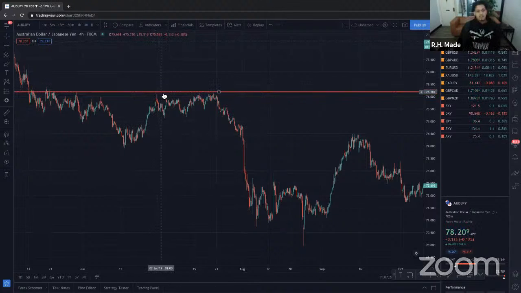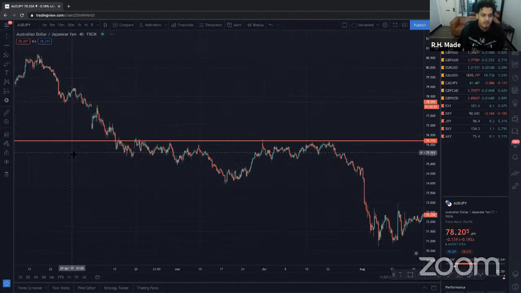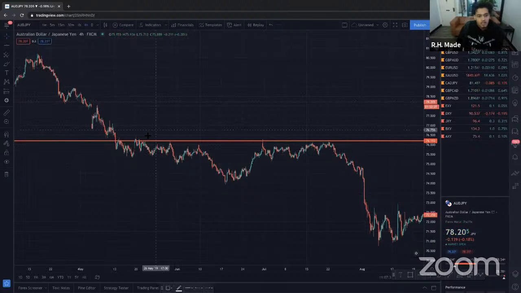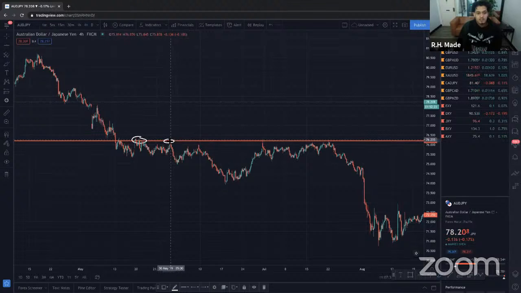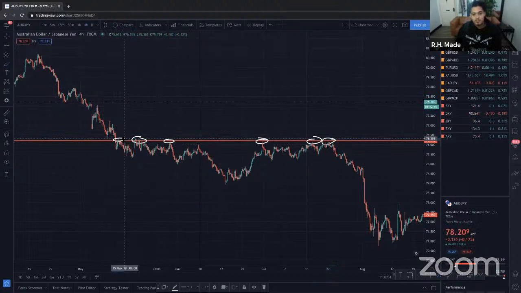In this case, this is a resistance zone. Let me get my brush. You have 1 point of rejection, 2 points of rejection, 3 points of rejection, 4, and 5. You have multiple rejections in this area. Oops, I missed one. 6. You have 6 rejections in this area.